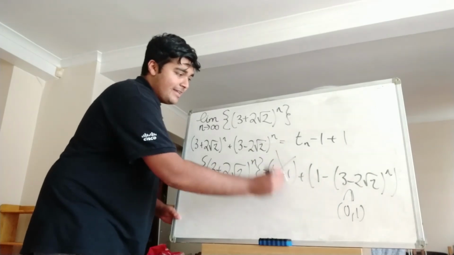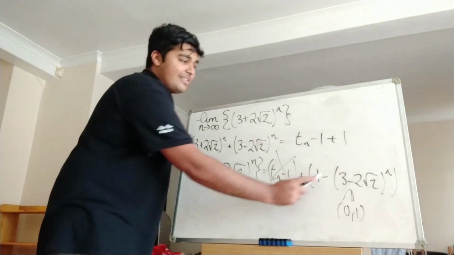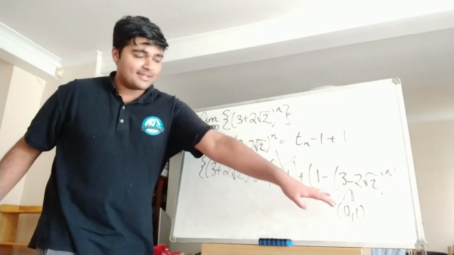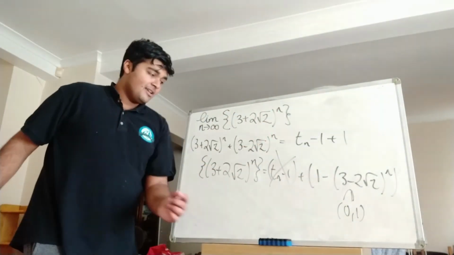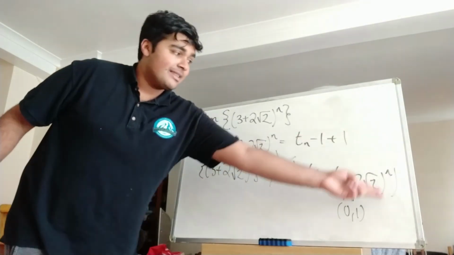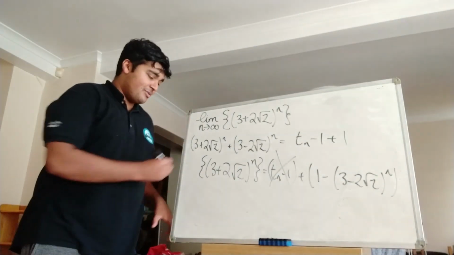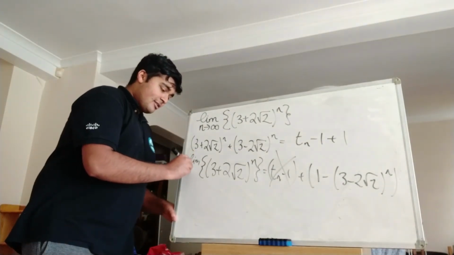we're going to get rid of this, and we're just going to be considering this thing here, because this is the integer part and this is the bit after the decimal point, because it's a number between 0 and 1. So we have that the fractional part of (3 + 2√2)^n is equal to this guy here. And now the last thing we want to do is just take the limit as n goes to infinity on both sides.